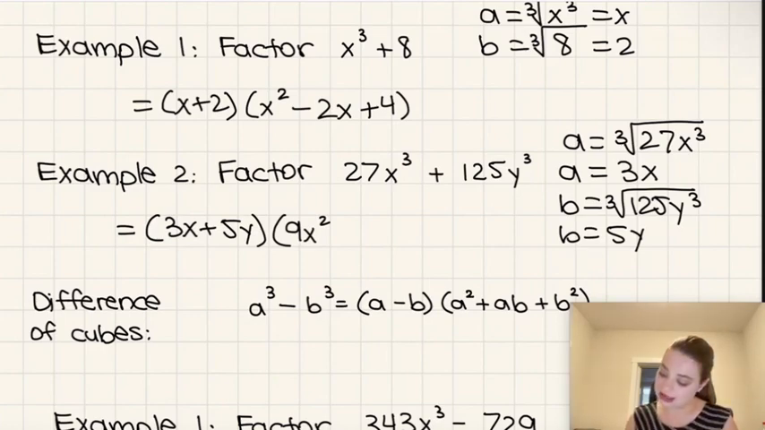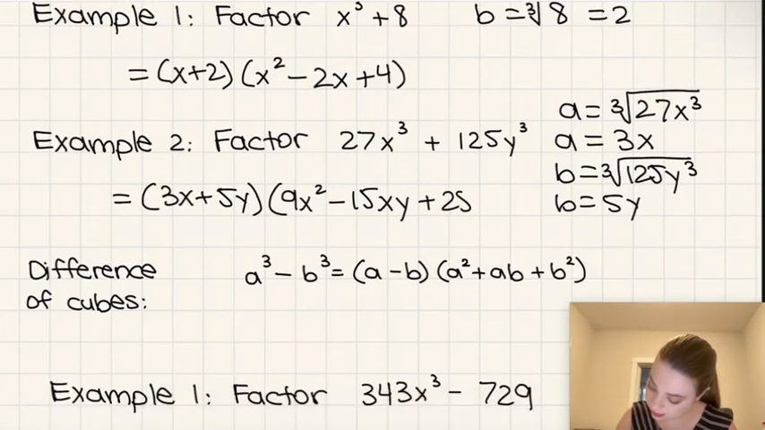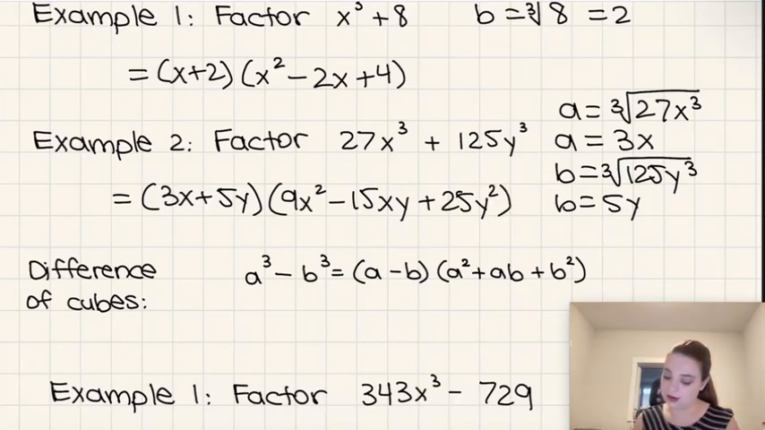Then we have minus a times b, so that's going to be minus 15xy, because I'm multiplying 3x by 5y here to get 15xy. And then we have plus b squared. So 5y squared is going to be 25y squared, like that. And there we go.